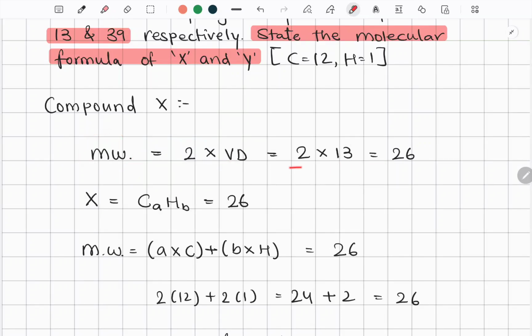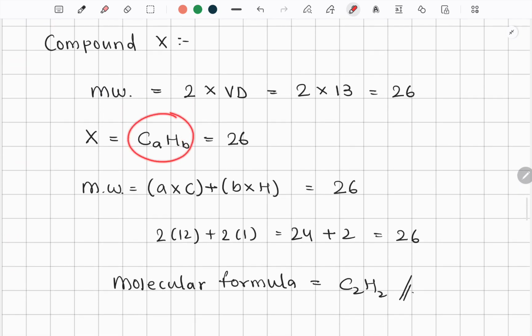First of all, we calculate the vapor density. So first we calculate the molecular weight by multiplying vapor density by 2. So we got the molecular weight is equal to 26. Now we know that the compound contains only carbon and hydrogen, but we don't know how many carbon and how many hydrogen will be present in the one compound.